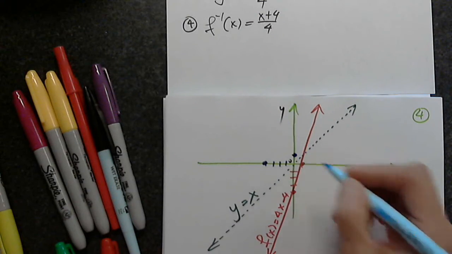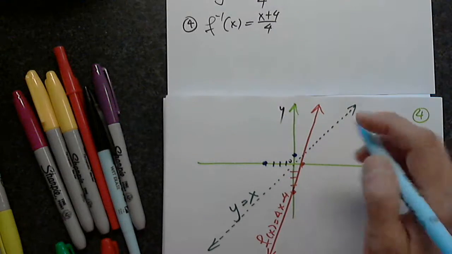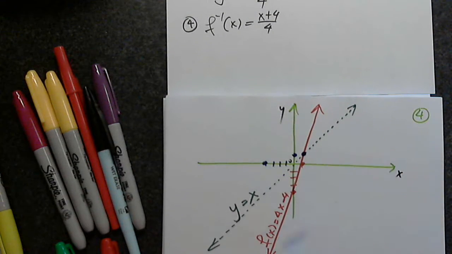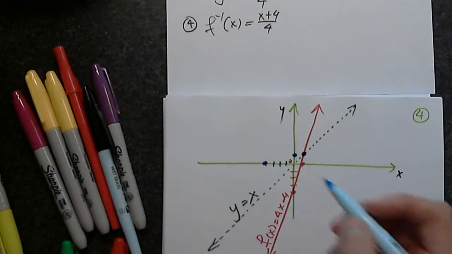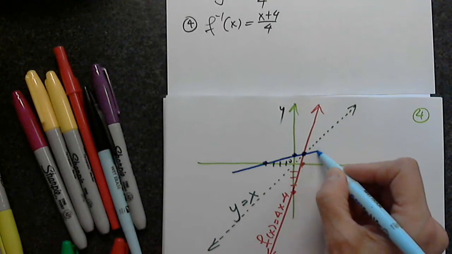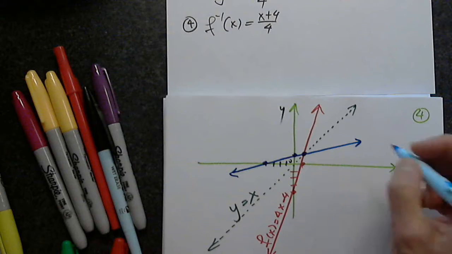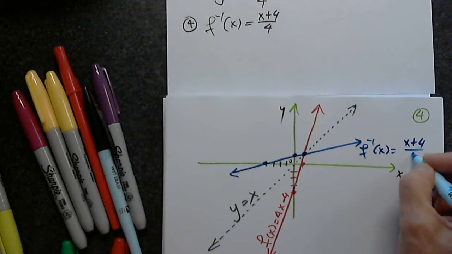Very good. And also don't forget, if a function crosses y equals x in a point, the inverse must cross at the same point. Why? Because here the point is x, x, basically. It's the same x, the same y. So that point doesn't go anywhere. So this is f inverse of x, which is x plus 4 divided by 4.